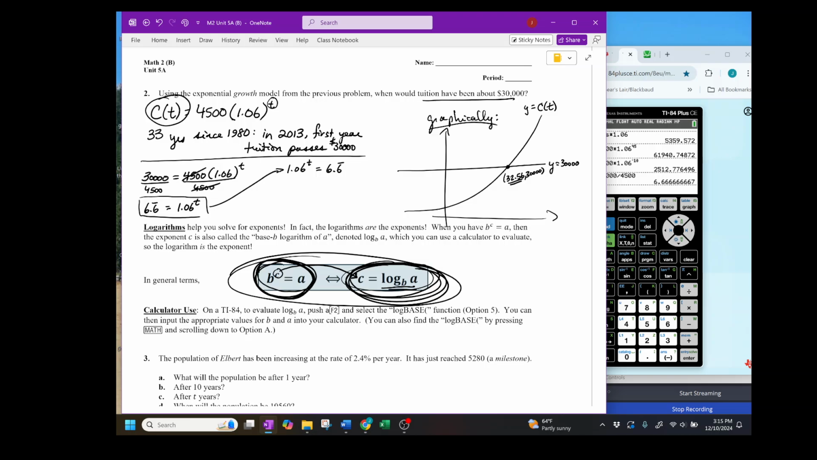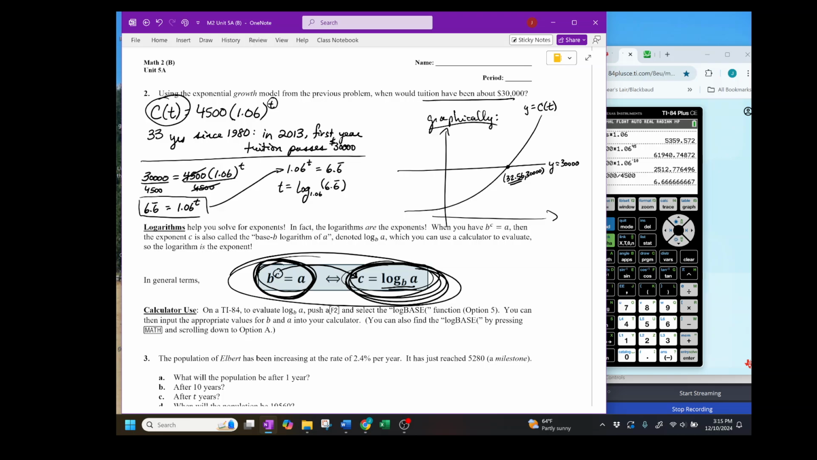So if we rearrange it, it turns into c, which is the exponent, t, equals log base b, so base 1.06, of a, of 6.6 repeating. And I'm going to put this in parentheses, even though you don't have to, because the calculator will do it by default.